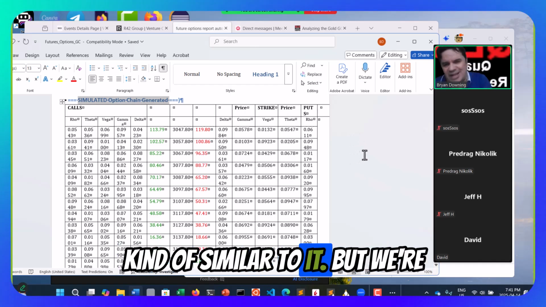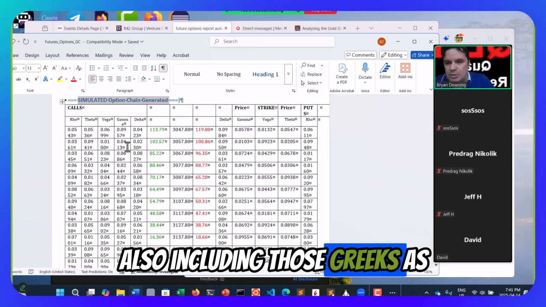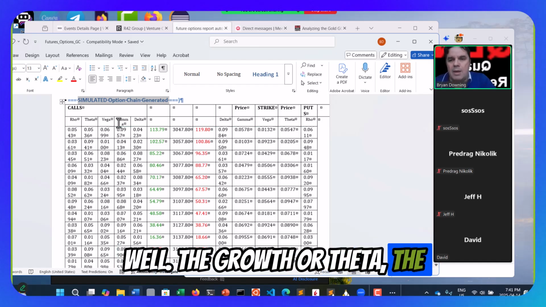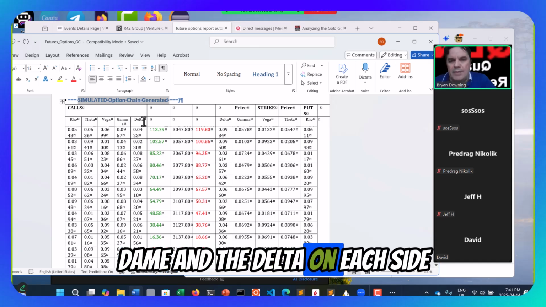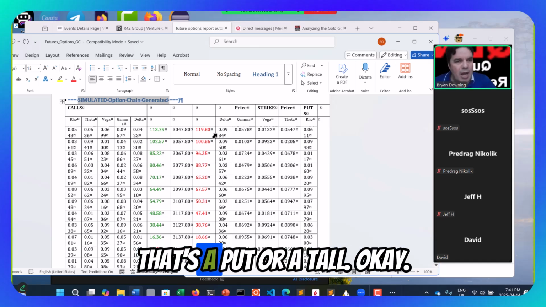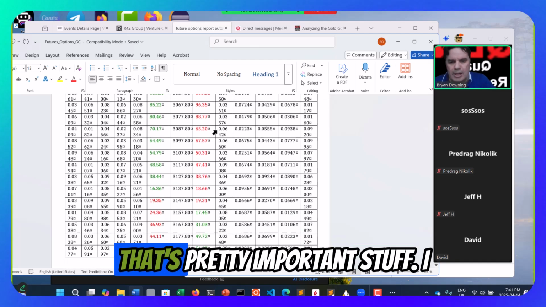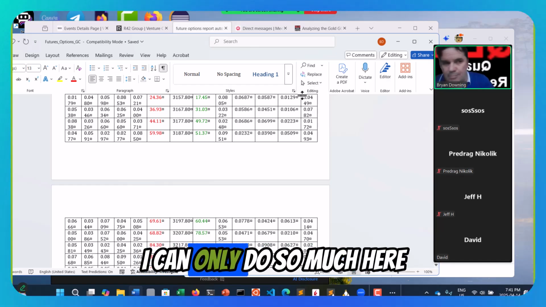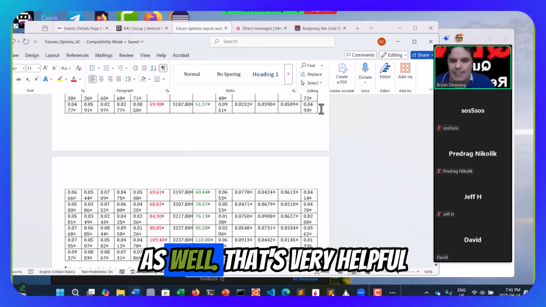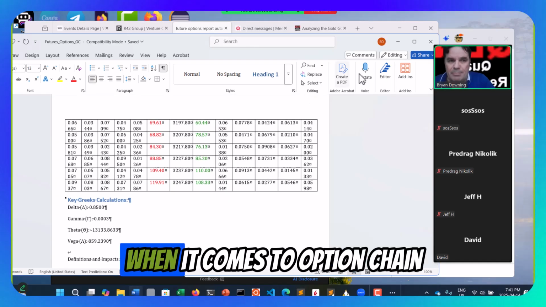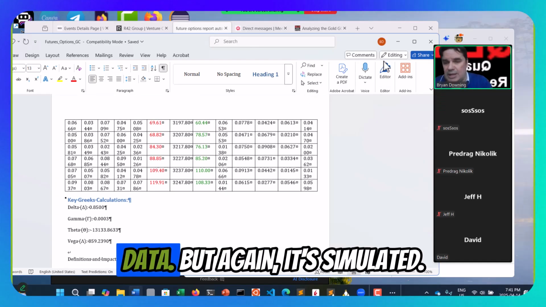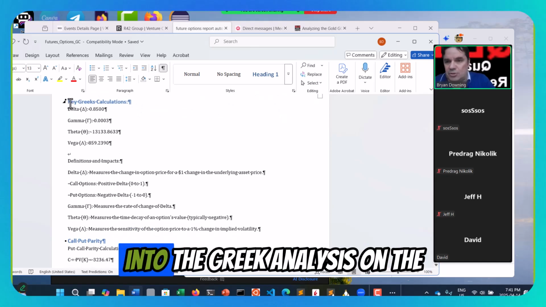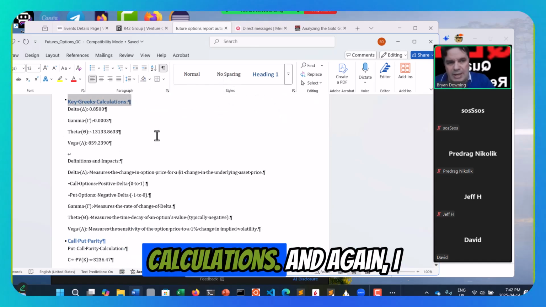This is kind of similar, but we're also including the Greeks, the rho, theta, vega, gamma, and delta on each side, whether it's a put or a call. That's pretty important stuff. I have it more sophisticated, but I can only do so much here. It's very helpful when it comes to option chain data, but again, it's simulated.